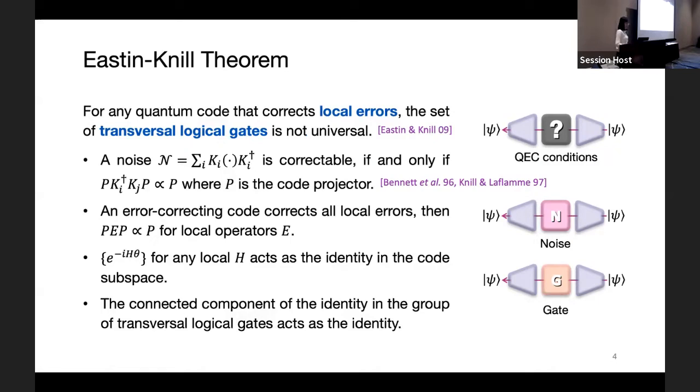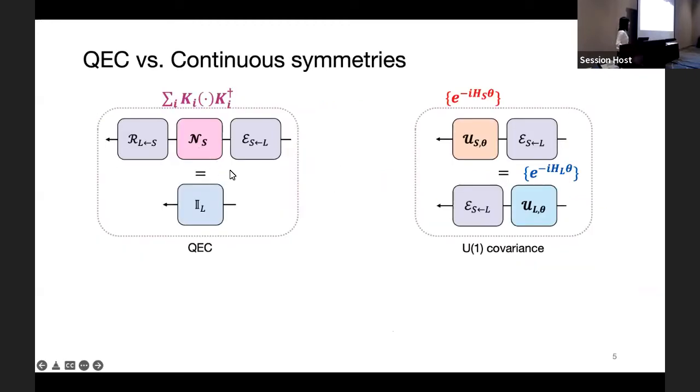So actually, inside the proof of the Eastin-Knill theorem, one can see that there is a fundamental incompatibility between quantum error correction and continuous symmetries. So here, by quantum error correction, I mean if we have a code such that there exists some recovery channel that can perfectly correct this type of noise. Basically, after the recovery channel, the entire channel is mapped to identity. I say the code is exactly error correcting.